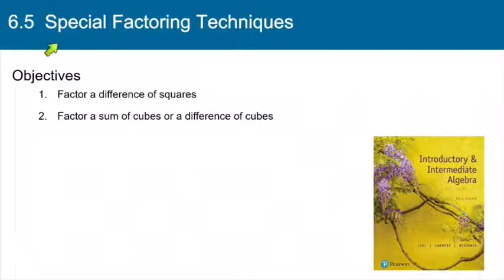Today we're in section 6.5 and we're going to be talking about special factoring techniques. So in this section we're looking at expressions that get factored pretty much by a particular rule or formula, not by trial and error or by reverse FOIL the way we saw in the previous sections. Today we're looking at difference of squares and sum of cubes and difference of cubes. And I'll show you the pattern for each of these.